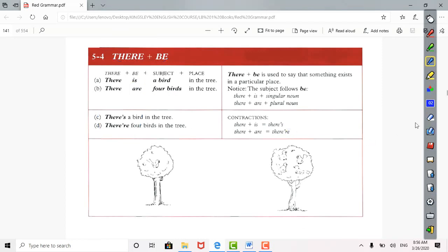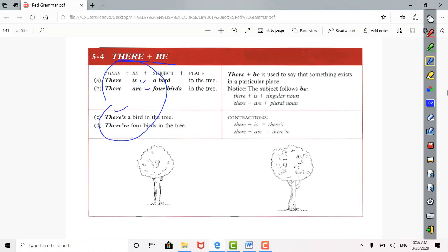Alright, so this one is about there plus be. Is it clear? Is for singular, are for plural. Is is for singular, the object is only one. Are is for when the subject is plural, more than one. Focus on the subjects that you mention in your sentences, in writing or speaking. When you use the contraction, you can say there is or there are. Both of them you can use.